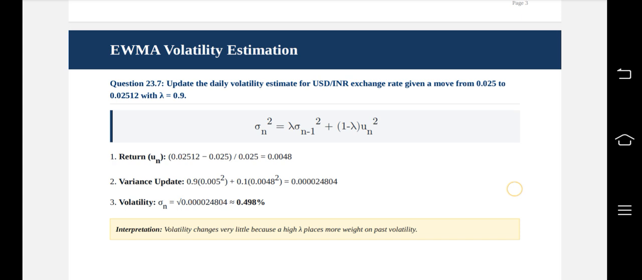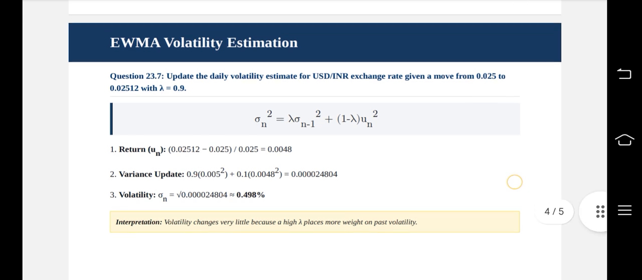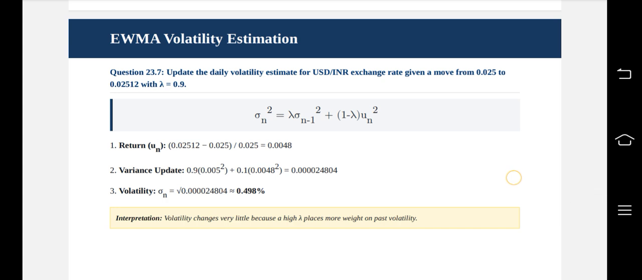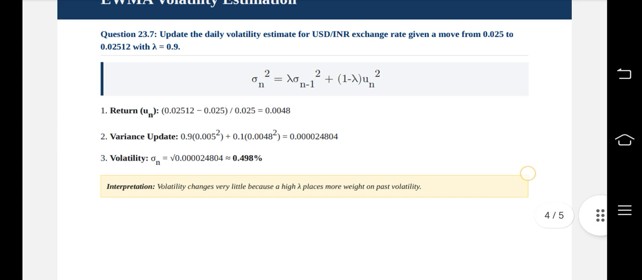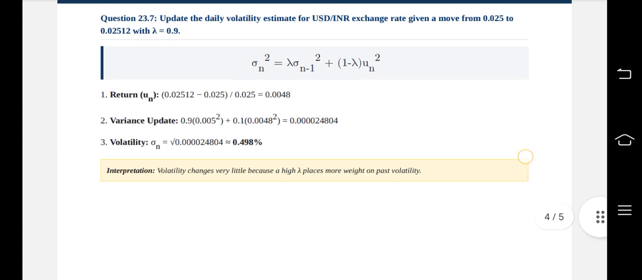We then update the variance by weighting the past variance by 90% and the new return by 10%. That means 0.1. This gives us a new daily volatility of approximately 0.498%. The interpretation here is significant. A high lambda value indicates that the model is highly persistent, meaning it places more importance on historical trends than on sudden daily fluctuations.